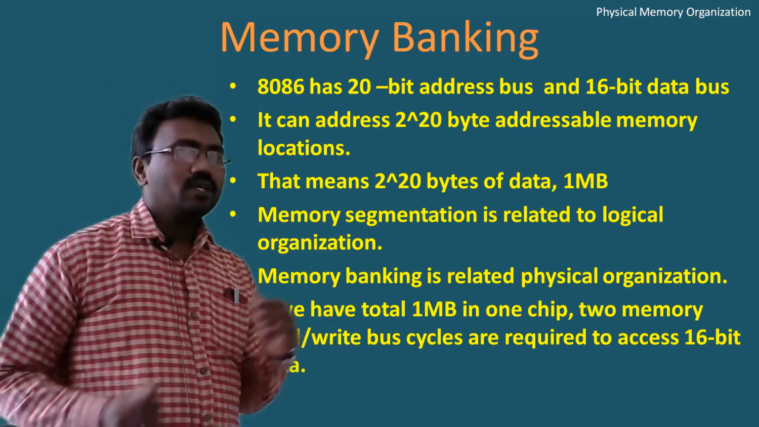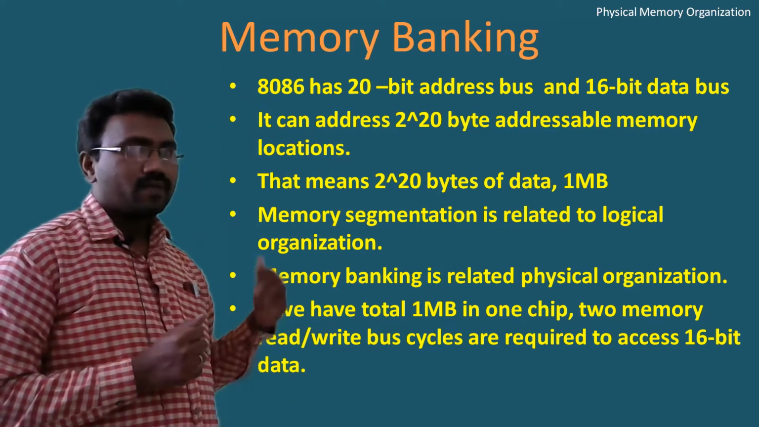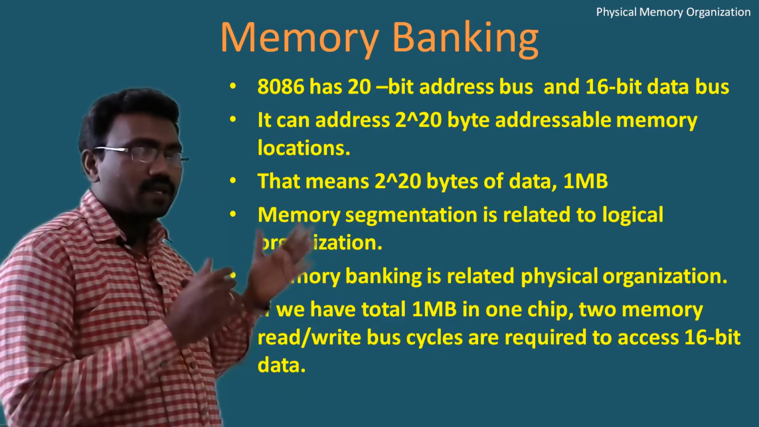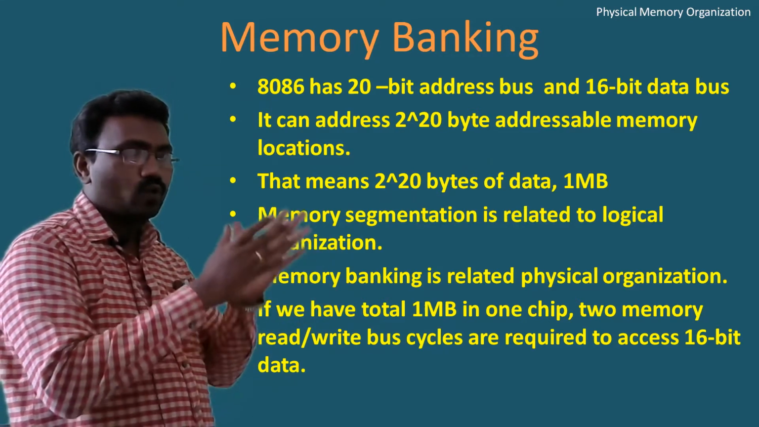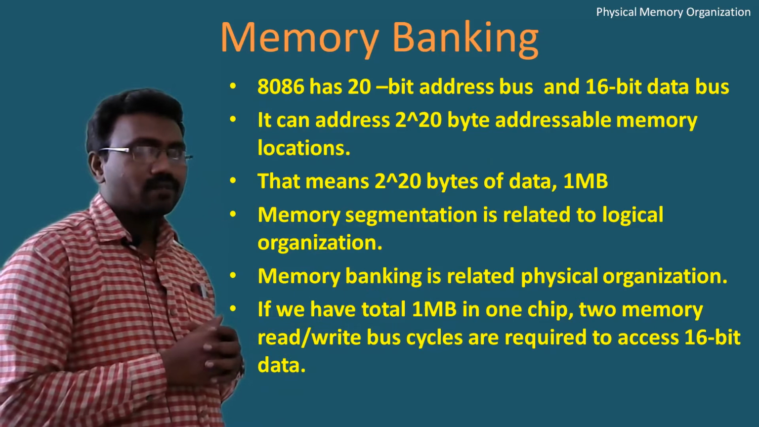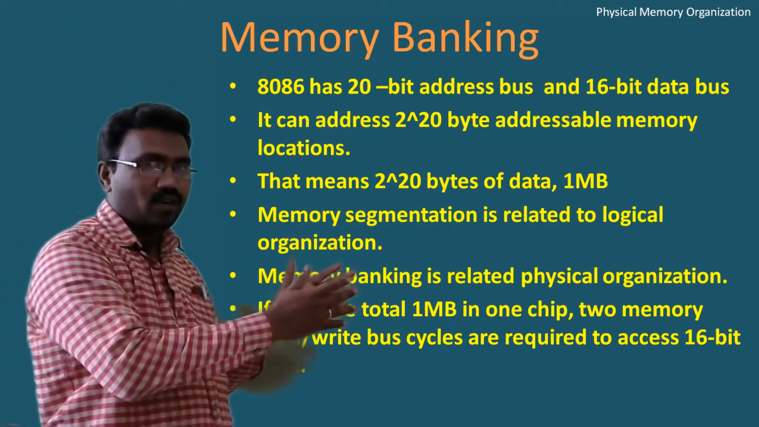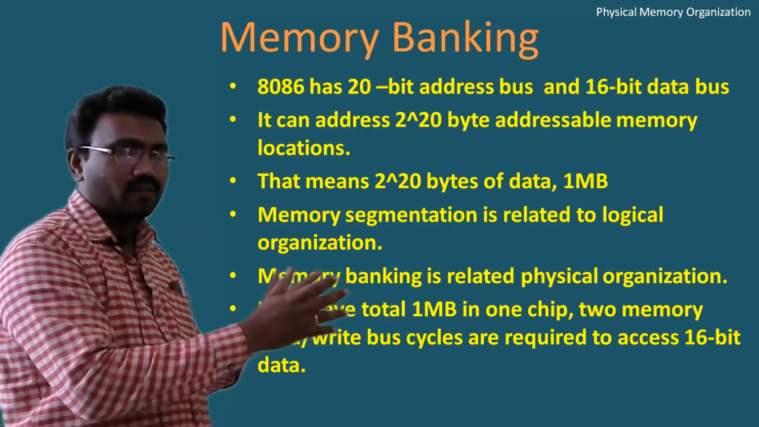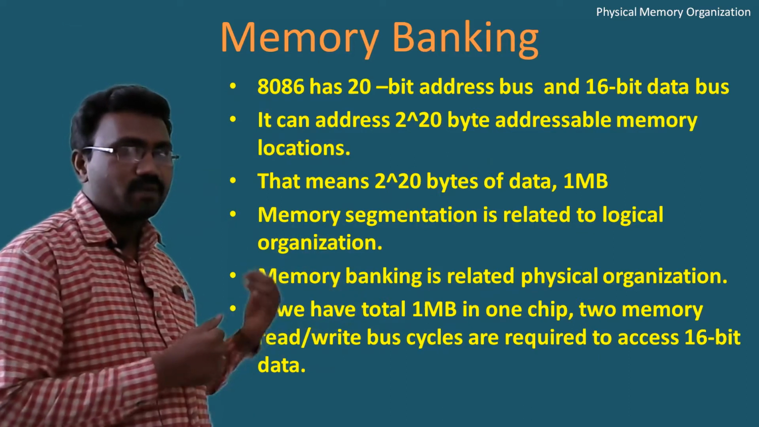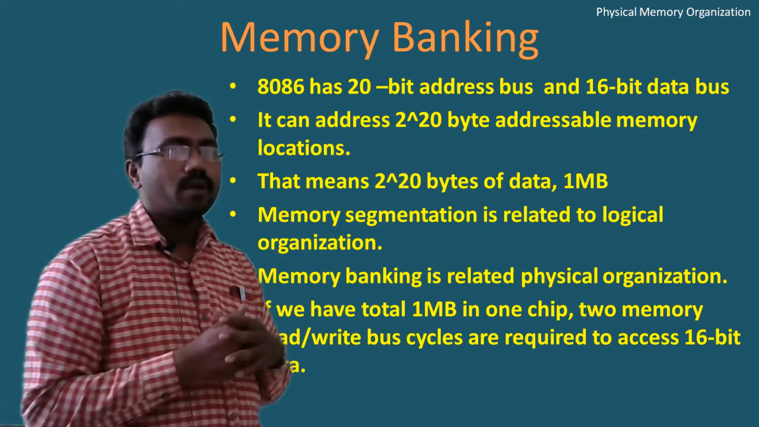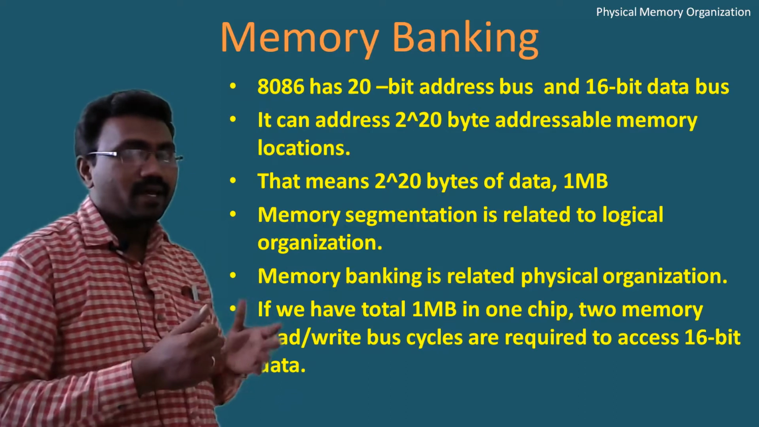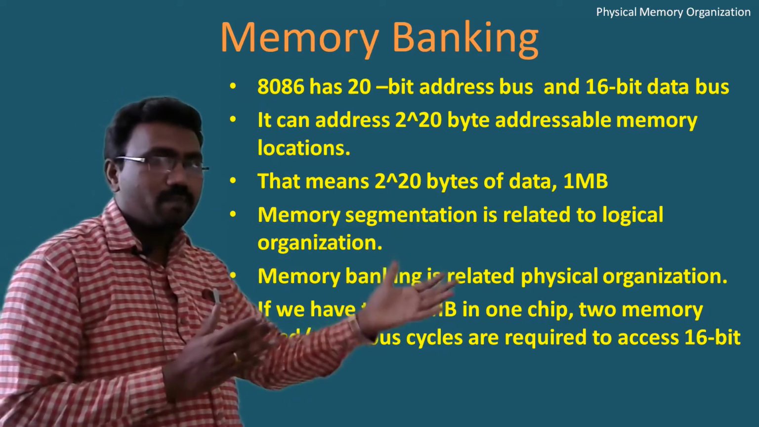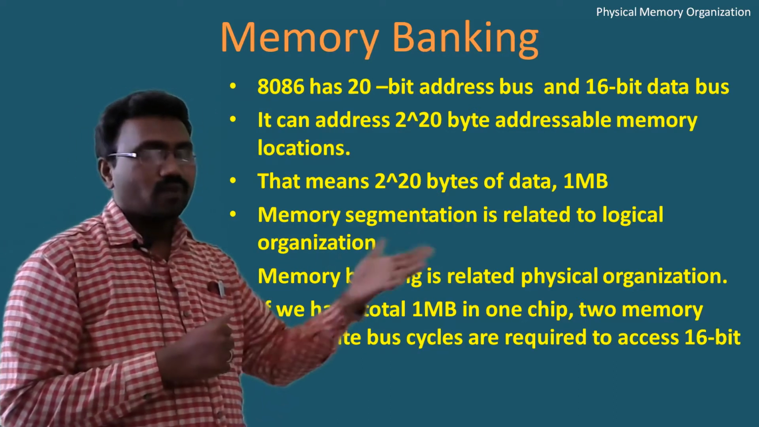Now, what about physical memory organization? Here, memory banking. Physically, the 1 MB memory is divided into a number of banks. The 8086 1 MB memory is divided into two banks, two parts. One is the even memory bank, the second one is the odd memory bank. What is the even bank and odd bank? Even addresses are assigned to the even bank, odd addresses are assigned to the odd bank.